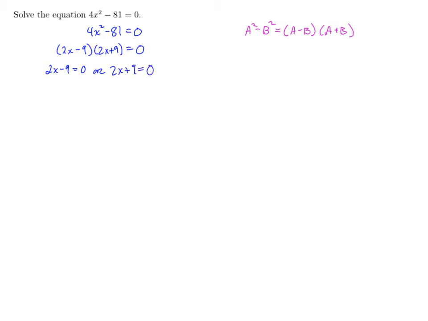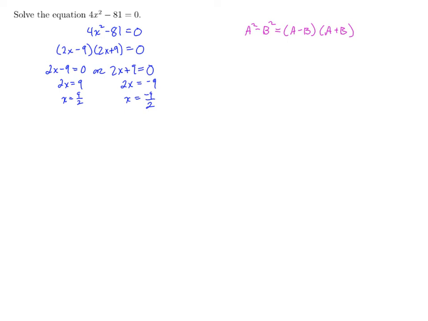2x minus 9 equals 0, I can solve by adding 9 to each side, which will give me 2x equals 9. And then lastly, I'll divide each side by 2, which will mean that x is equal to 9 halves. Going over to 2x plus 9 equals 0, subtracting 9 from each side will give 2x equal to negative 9, and then dividing each side by 2 will give x equal to negative 9 over 2.